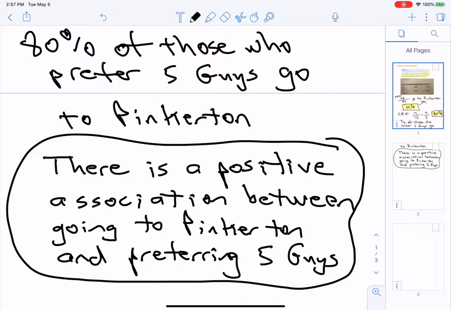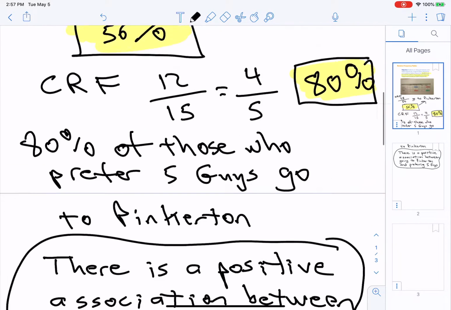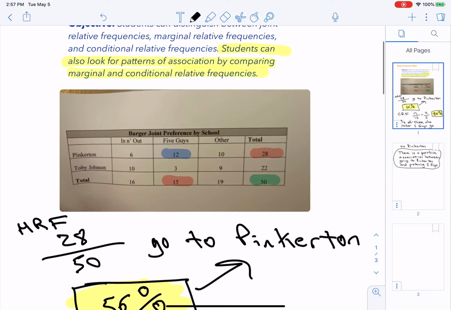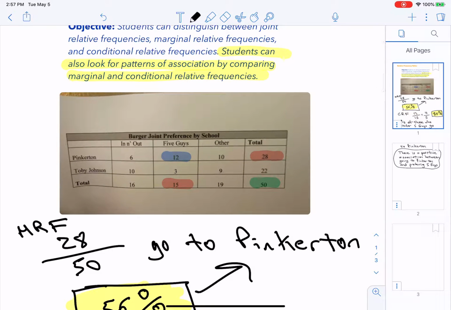Okay, that's really it. Again, the idea is we're looking for patterns of meaning in something as simple as a table. And today, just to review, all we did is we compared a marginal relative frequency, right here, 28 out of 50, over a conditional relative frequency, 12 out of 15, to show that there's an association between going to Pinkerton and preferring Five Guys. Have fun.